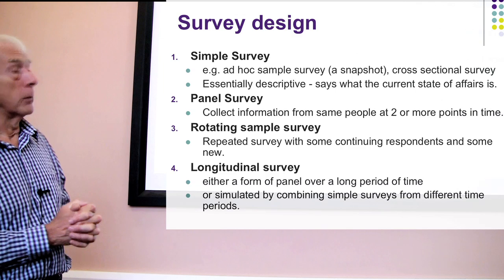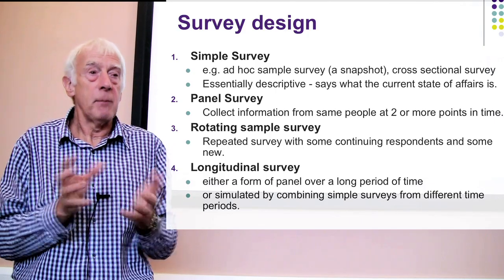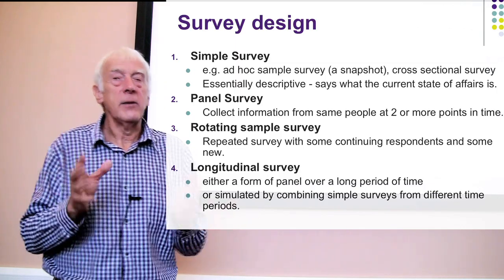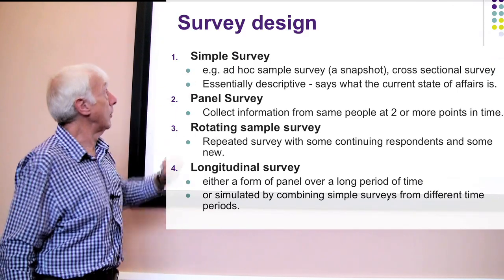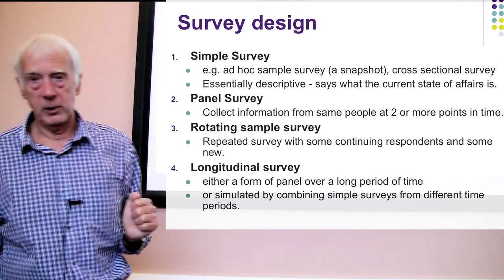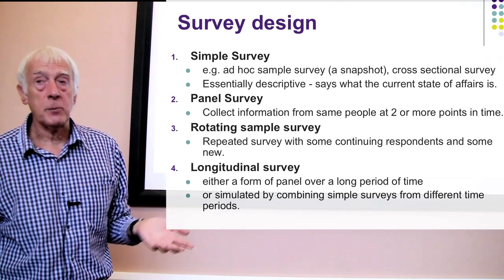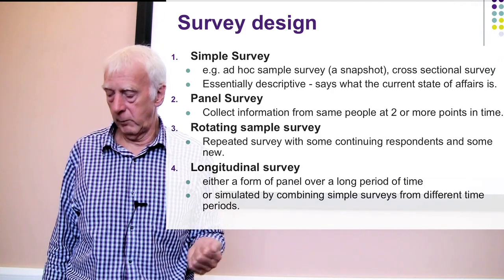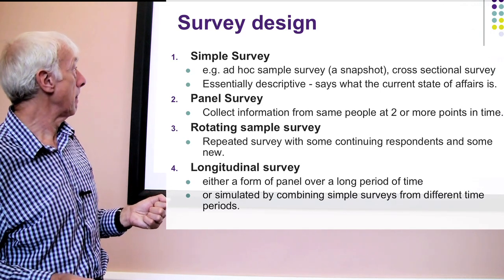Now that's quite difficult to do, and it's quite difficult to get that panel to come back with them. I mean, often they're paid to do that, but even then, people don't always come back again. So this third version, the rotating sample survey, is sometimes used. You just repeat the survey with some respondents the same, but others changing. So you can get some comparison with previous occasions.